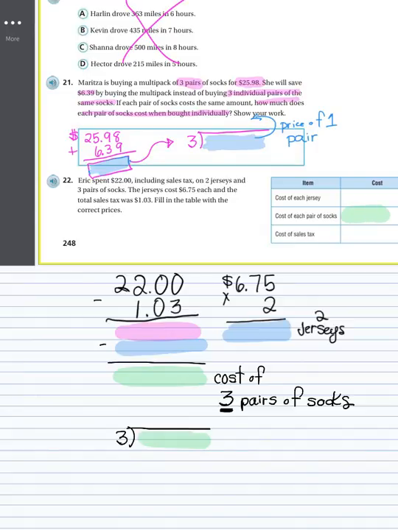Now you're going to fill in the chart with each amount. So the cost of each pair of socks is going to go here, and remember the cost of the pair of socks is whatever this answer is. The cost of each jersey, we know how much each jersey costs, so it says each jersey costs $6.75, so $6.75 would go there. And then we know the cost of the sales tax.